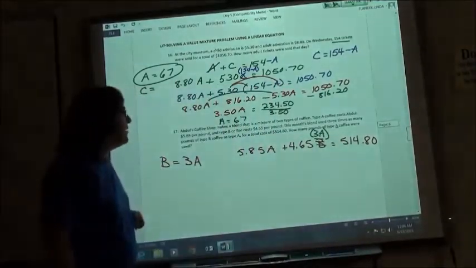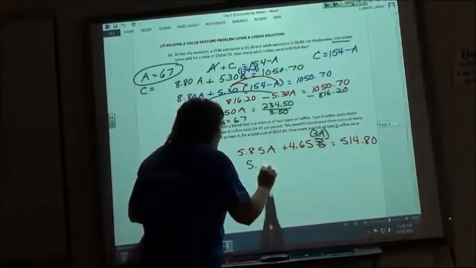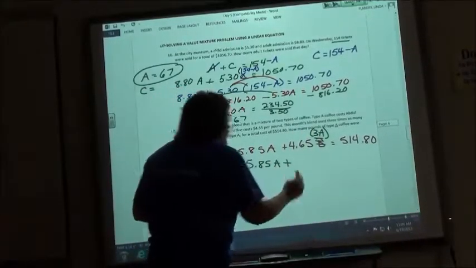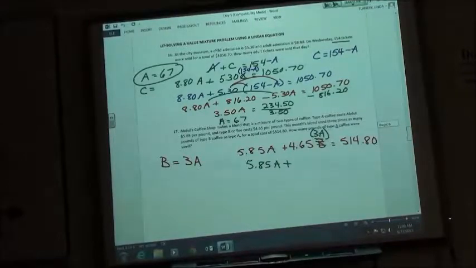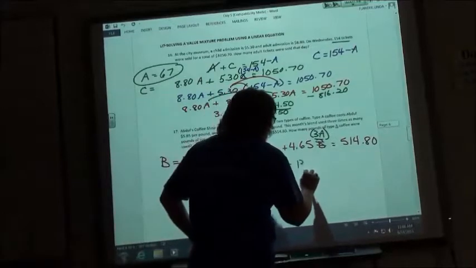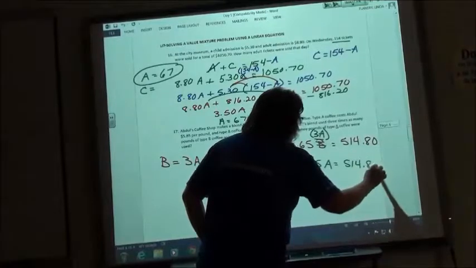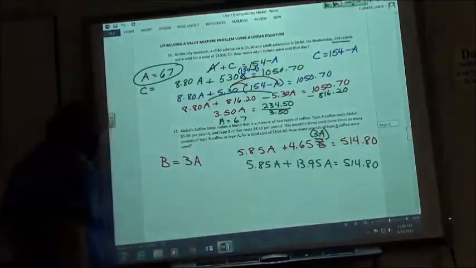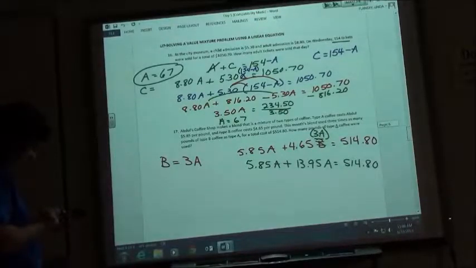And just to save myself some room, I'm not going to rewrite it. I'm just going to multiply that out. So 5.85A plus 4.65 times 3A. So 4.65 times 3 is 13.95A then, equals our 514.80. We can combine those like terms. So 13.95A plus our 5.85 is 19.80.